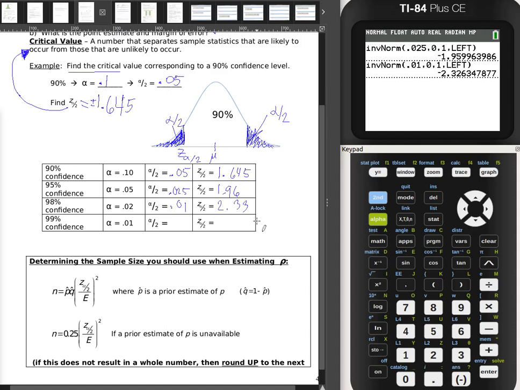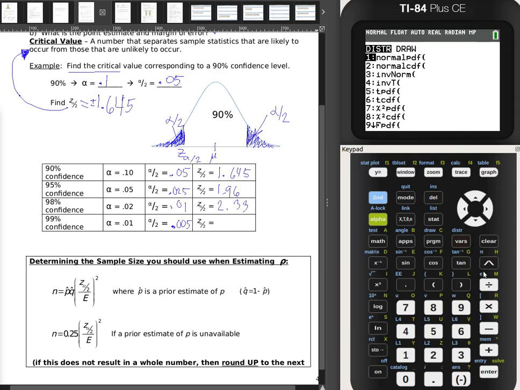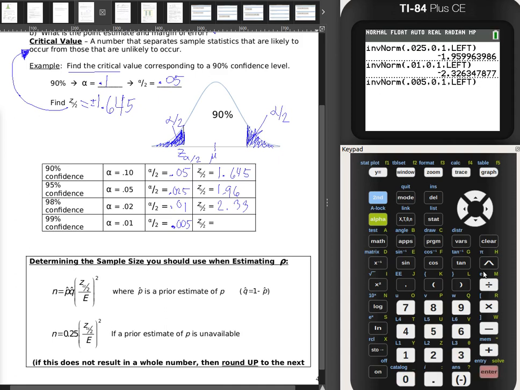And then last but not least, we should find alpha over 2 whenever alpha is 0.01. This corresponds to 99% confidence. If you divide that by 2, that's 0.005. So then we need to find inverse normal for this one. We want the area to be 0.005, and we want the tail to be on the left.